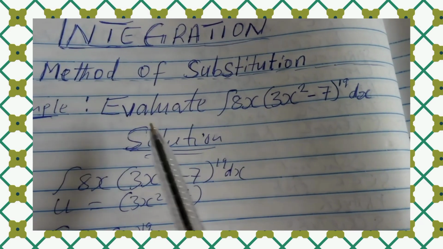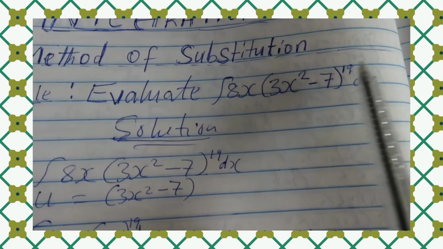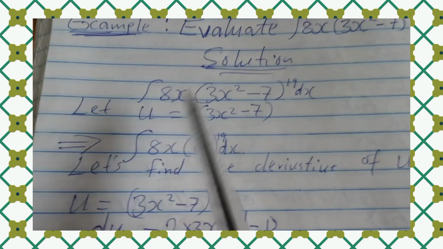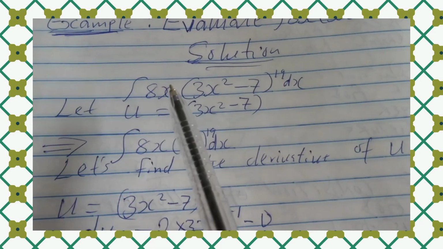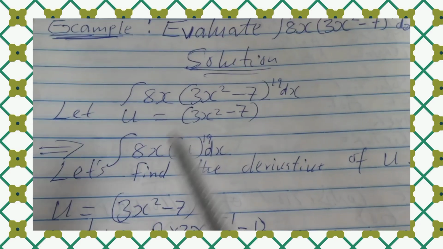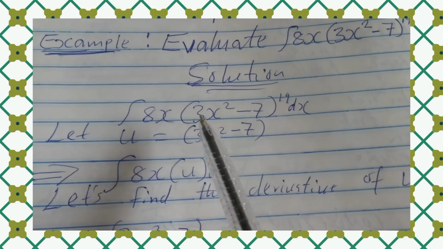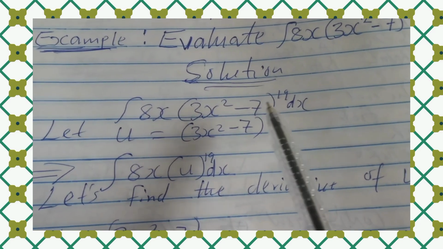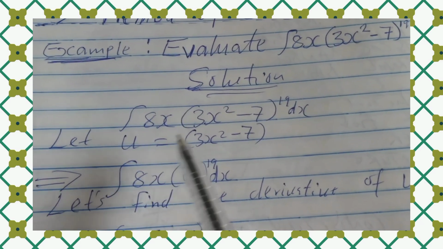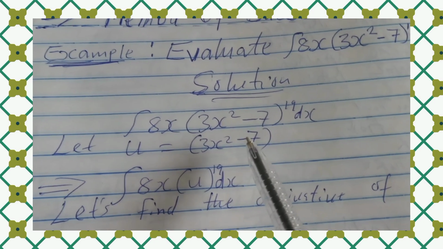For us to be able to evaluate the integral of 8x times (3x² − 7) raised to the power of 19 dx, let's look at how to integrate it. Given, we know that what we have here is the integral of 8x times (3x² − 7) raised to the power of 19 dx. Now, for us to be able to solve it, we say that this particular function, 3x² − 7 in this bracket, let it be u. So we say let u equal 3x² − 7.